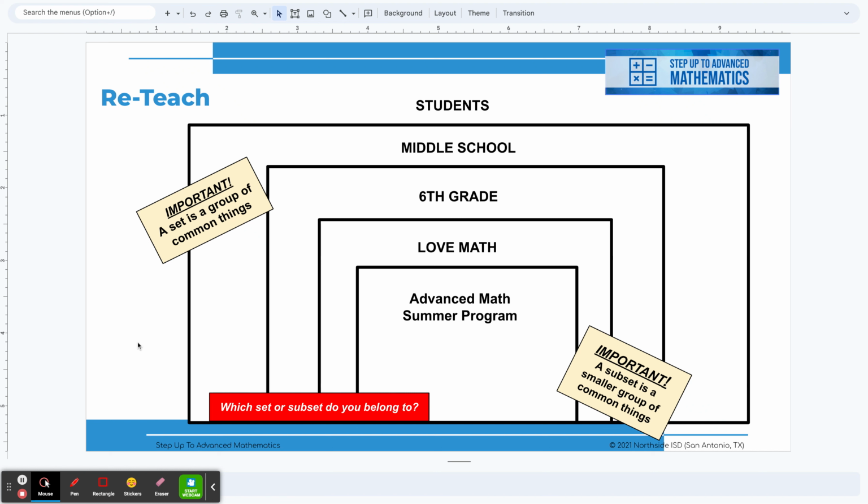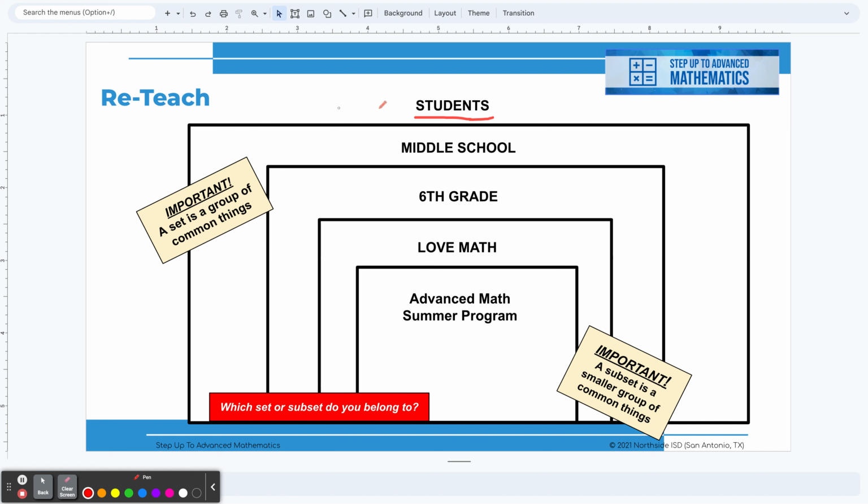In this video, we're going to talk real quick about sets and subsets and hopefully just reteach you. A set is a group of common things. One thing we all have in common is that we're all students. That's something we have in common with each other. But if I wanted to describe who we are in this program, we'd have to get a little more specific.